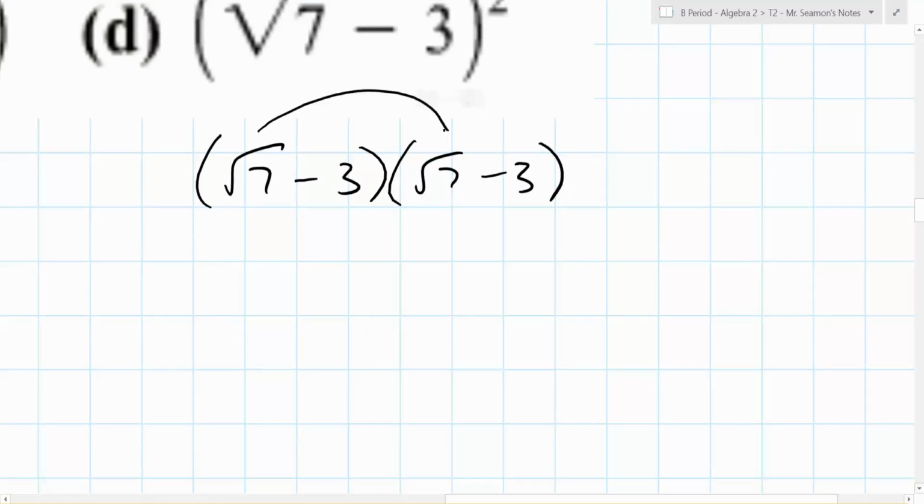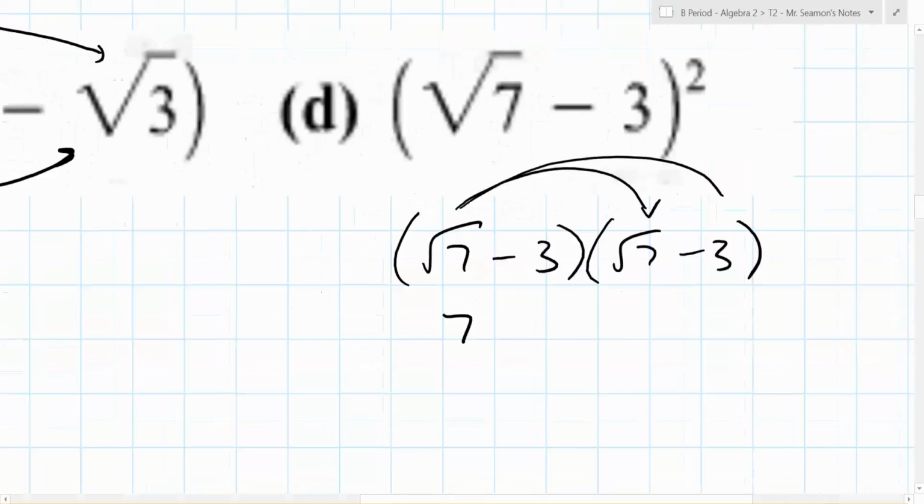What's root 7 times root 7? 7. What's the square root of 2 times the square root of 2? 2. What's the square root of 3 times the square root of 3? 3. What's the square root of a table times the square root of a table? A table, to whatever is underneath. It doesn't matter what it is. The rule doesn't change. So going back here, root 7 times root 7 is 7.